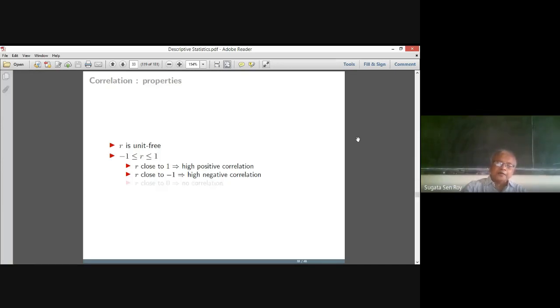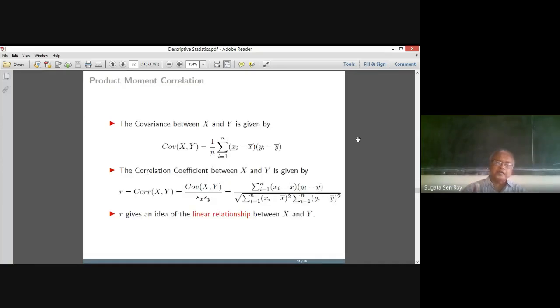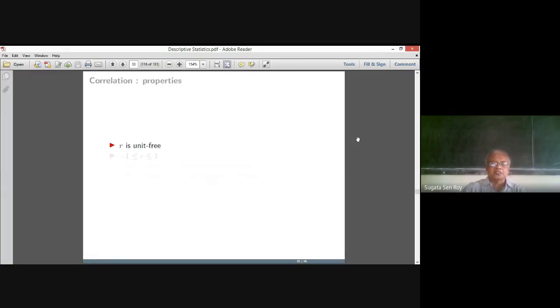Let me go back to the previous slide. Covariance and correlation are almost synonyms. The problem with covariance is that, unlike correlation, which has two advantages, one is it is unit free. I talked about units before: when you look at the mean and the variance, they have to be in the unit, centimeters, etc., whatever unit you are measuring. Covariance also depends on the unit.